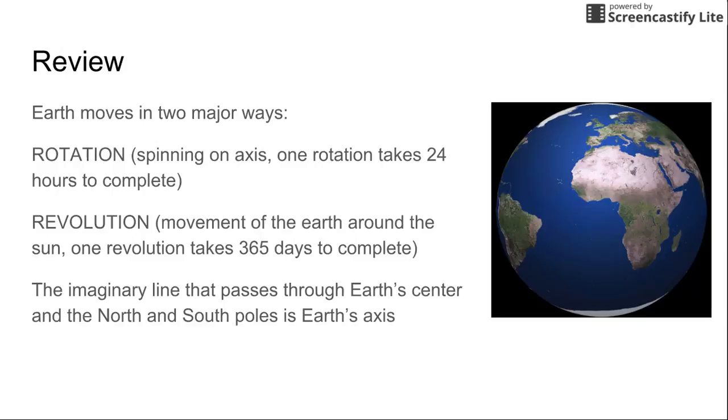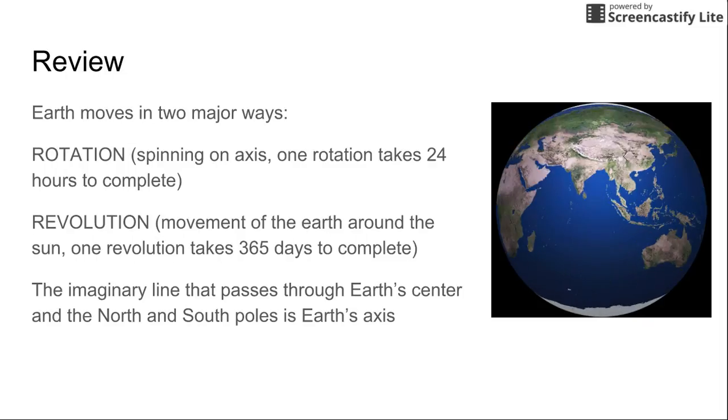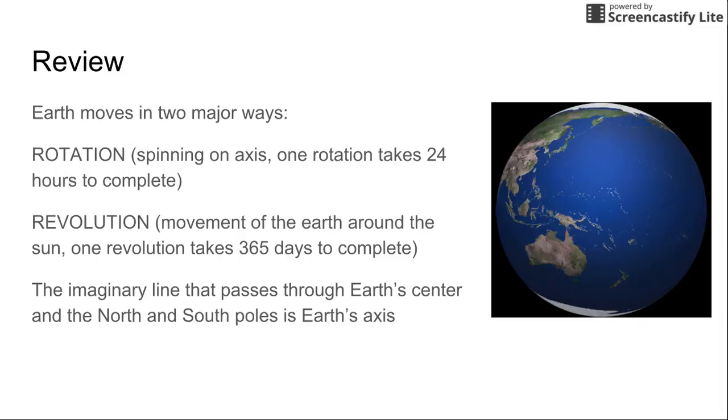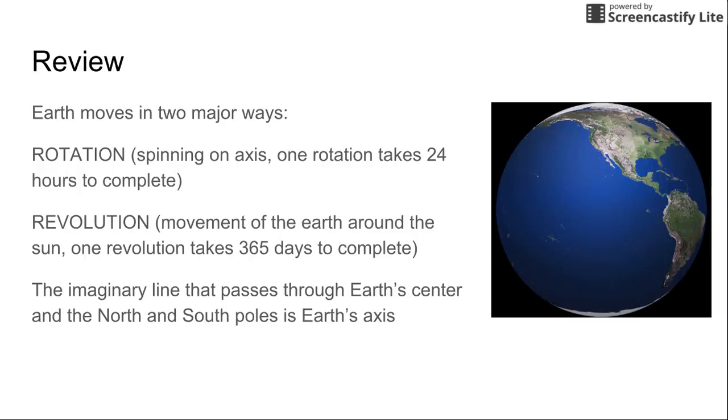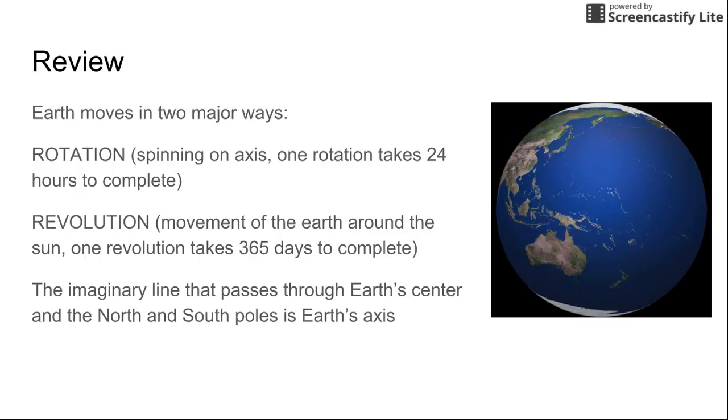Hey, eighth grade. So today we're going to talk about celestial movement, or celestial body movement. This is a review topic from before benchmark 3. So the Earth moves in two major ways. It rotates, which is spinning on its axis. One rotation takes 24 hours to complete.